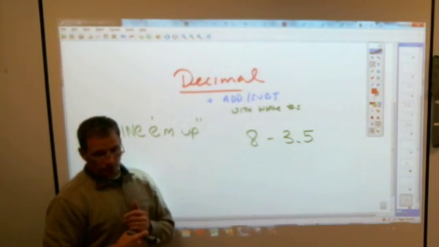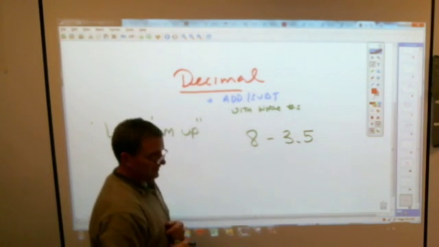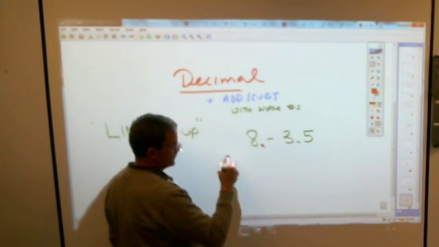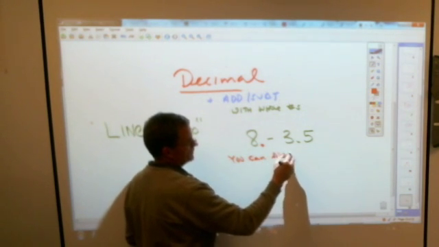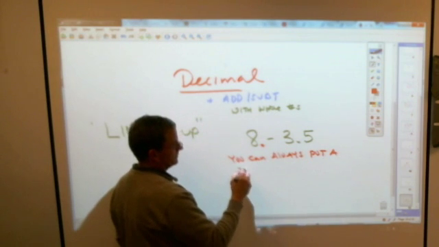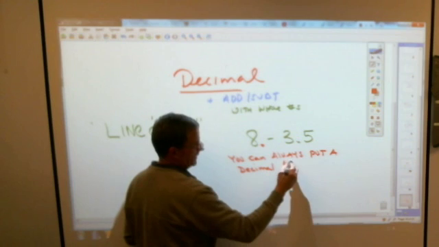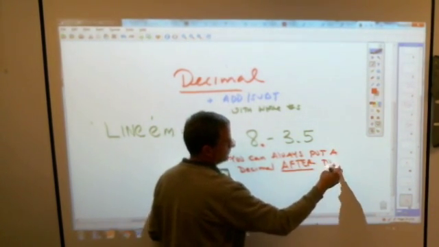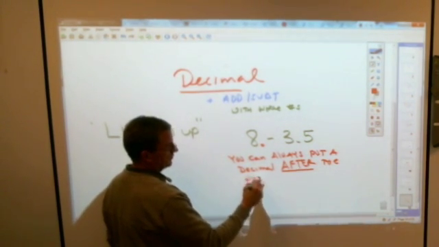How am I going to line up a decimal in 8 if there's no decimal there? We are going to solve our own problems here, Aiden, by? Put a 0 behind it. That makes it 8.0. Alright, and write this down: you can always put a decimal after, in capital letters, the whole number. Not before, that would make sense, but after the whole number.